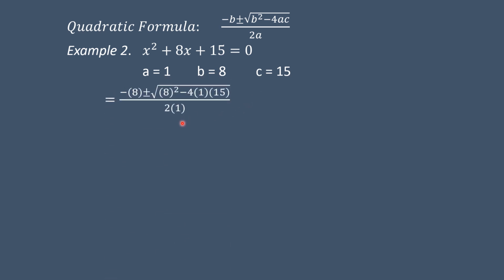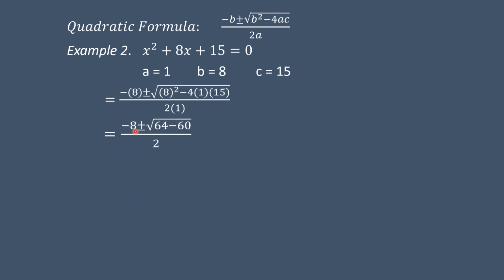Then we will plug in all the values for a, b, and c in the formula. So we have negative 8 plus and minus the square root of 8 squared minus 4 times 1 times 15, over 2 times 1. Then we will simplify.